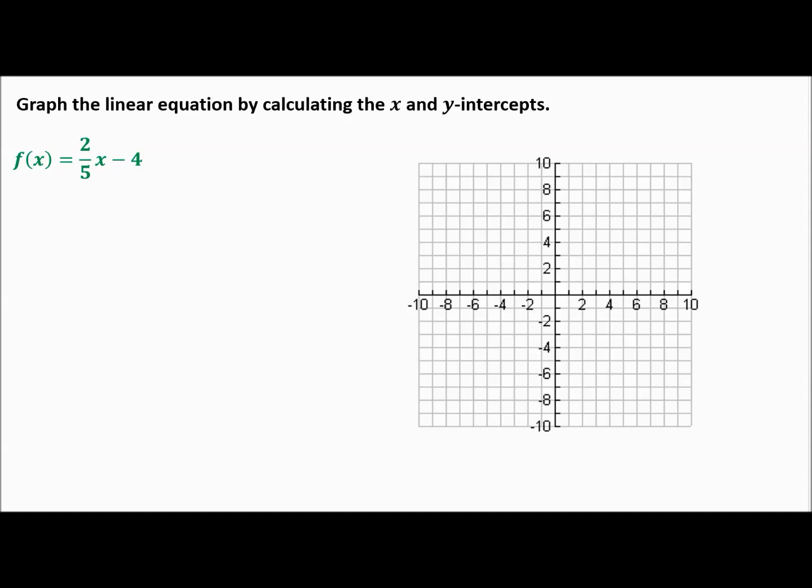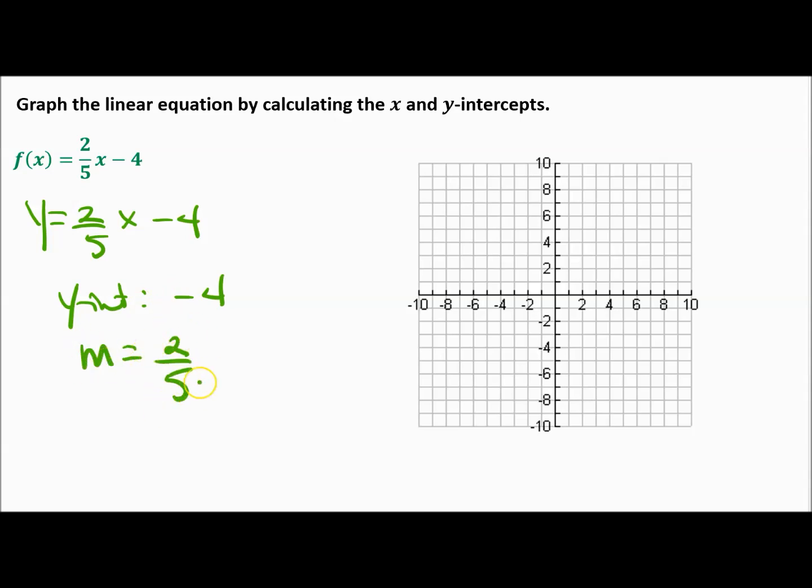So we have another linear equation to graph. Now notice this one, it's not y equals mx plus b, it's f of x equals mx plus b. Well, that's perfectly okay. We can handle that. That's no different than saying this. So my y-intercept, or my b value, is -4, and my slope, or my m value, is 2/5.